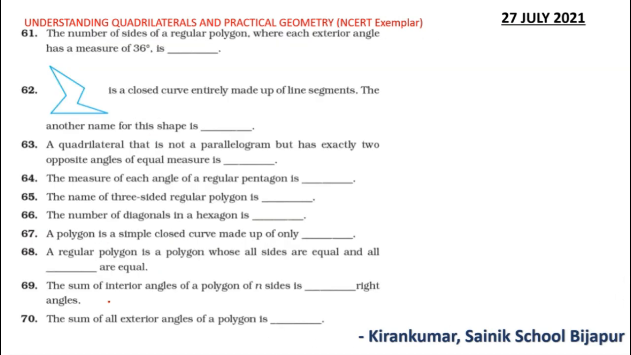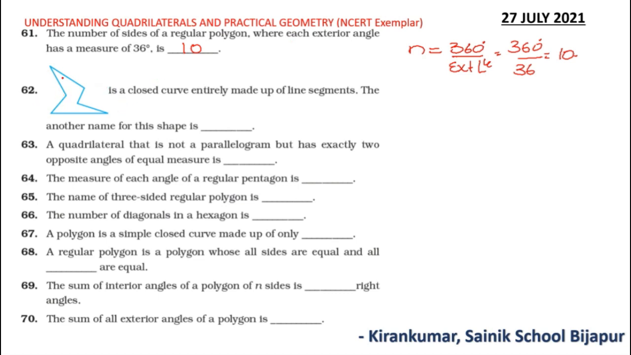Question number 61. Number of sides of a regular polygon where each exterior angle has a measure of 36 degrees is. So whenever the exterior angle is known, we can find the number of sides as 360 divided by each exterior angle. So 360 degrees divided by 36, this will be 10. So the type of polygon we get is a decagon.